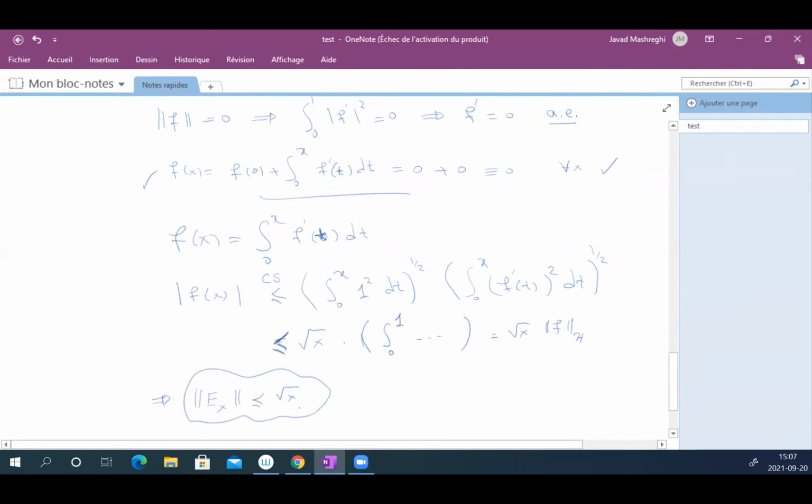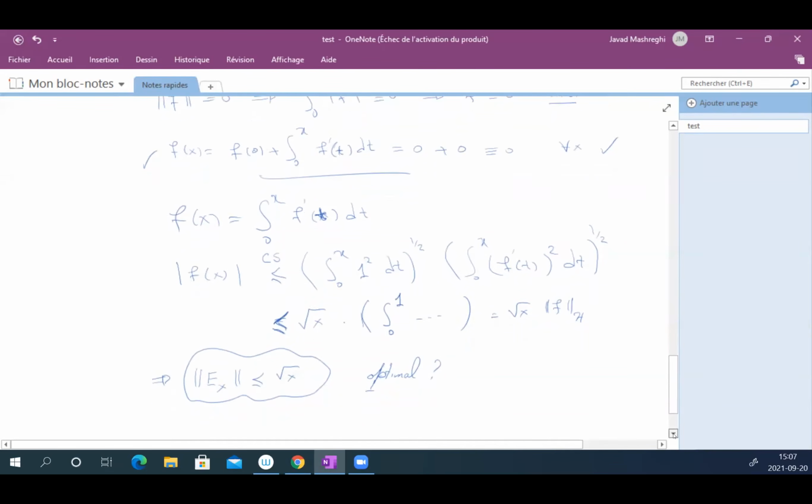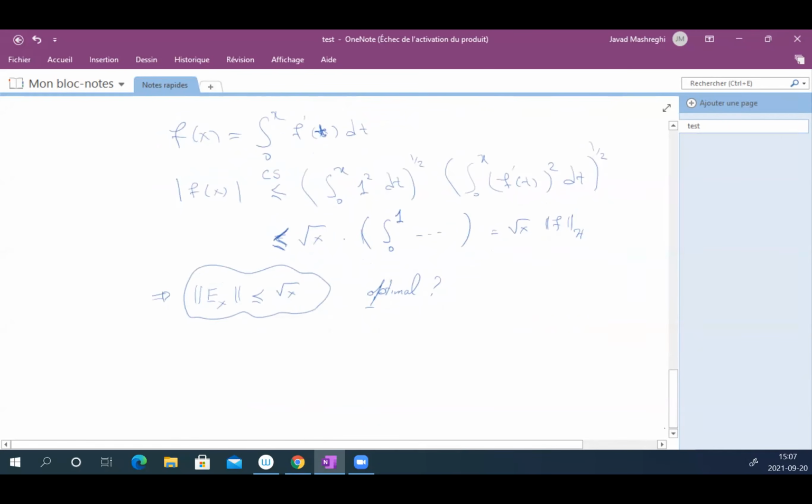estimation for the norm. But is this optimal? We do not know. We need to find the norm, and you know how to do it. To answer this question, we need to find k of x. And the procedure is the same as before. We have a differential equation to be satisfied.